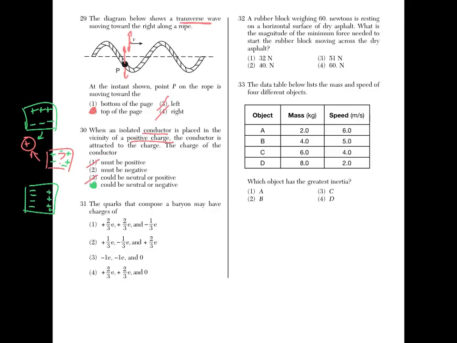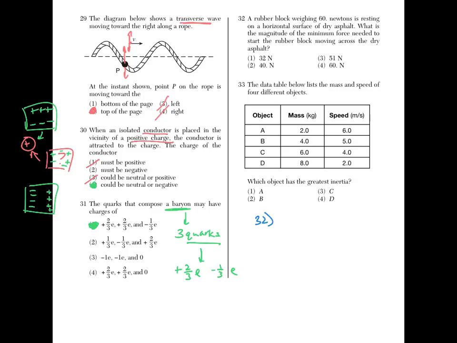Number 31. The quarks that compose a baryon may have charges of what? So this is on the reference table. Baryons are composed of 3 quarks. Quarks can only be positive 2/3 in charge or negative 1/3 in charge. So that's choice 1, as you can see on the reference table.